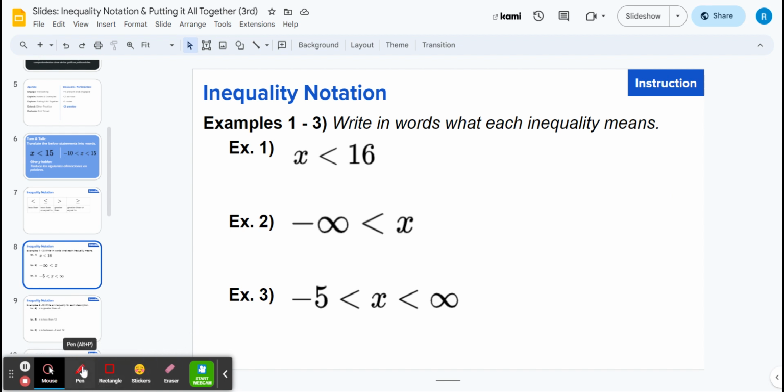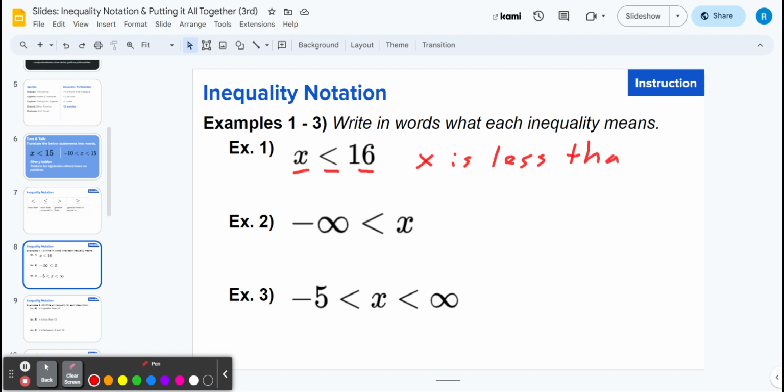So in examples 1 through 3, we're going to write in words what each inequality means. So in example 1, when x is less than 16, that's exactly how we read that. Notice how all I did was say x is less than 16. Okay, for number 2, it gets a little more complicated.